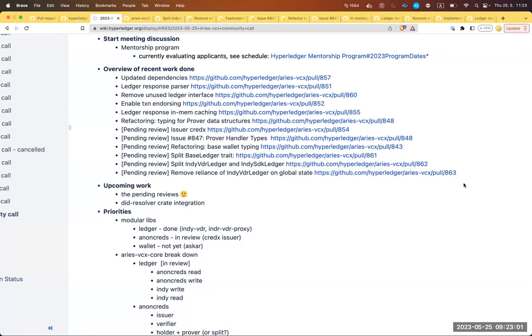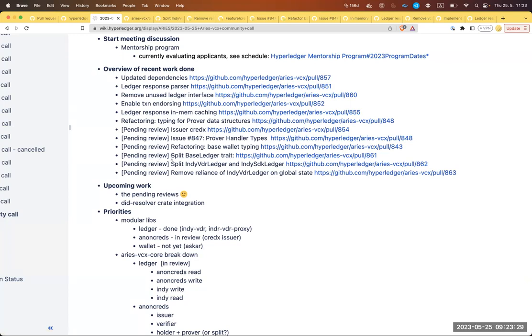Okay, great. And what about the issuer credex? I imagine there's some conflicts between. No, I guess that would be pretty much separate, largely independent. Although, I suppose there might be a conflict if we merge one or the other first. But I don't expect any significant conflict. So, I guess just whatever comes first.